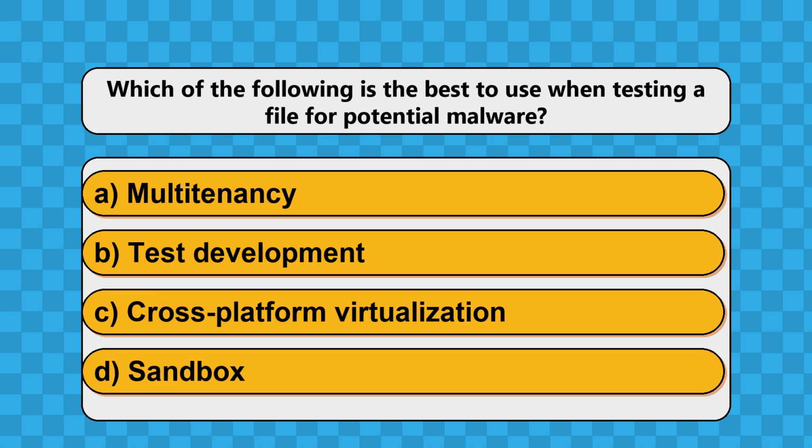Question 7. Which of the following is the best to use when testing a file for potential malware? Option A. Multi-tenancy. Option B. Test development. Option C. Cross-platform virtualization. Option D. Sandbox.